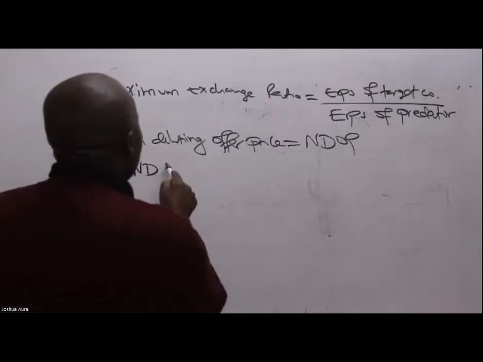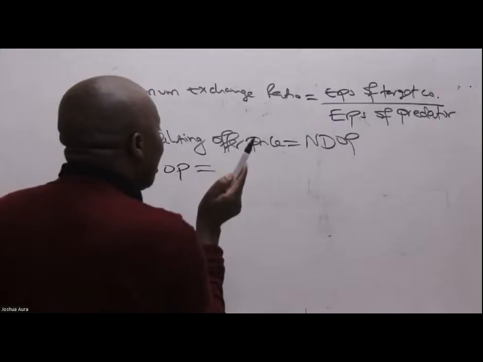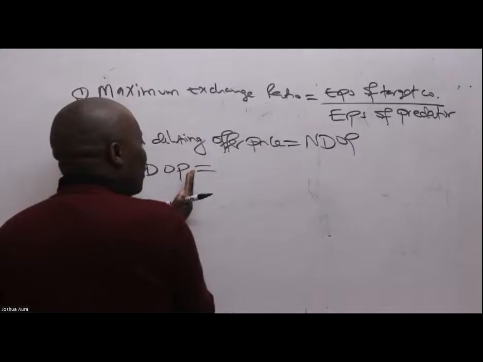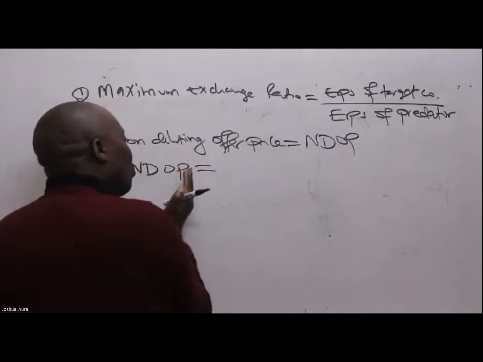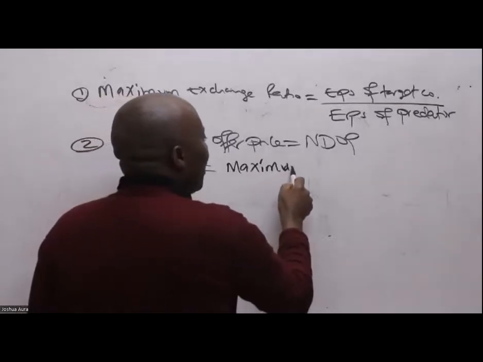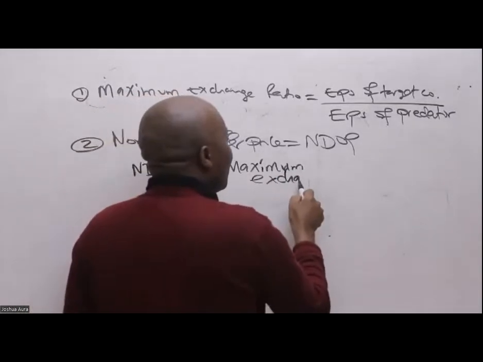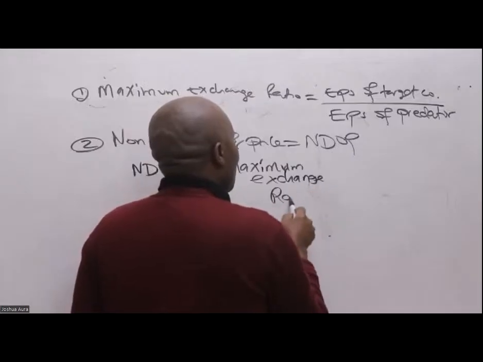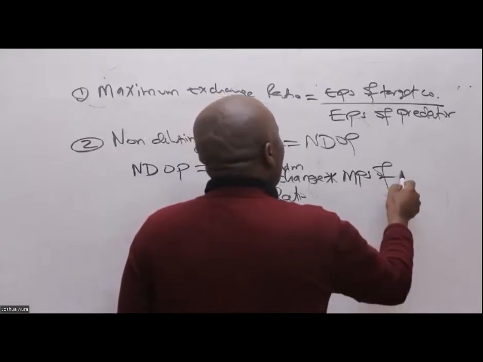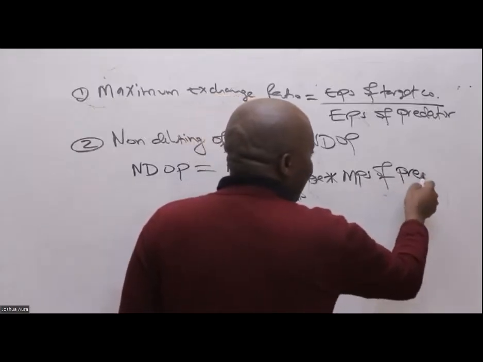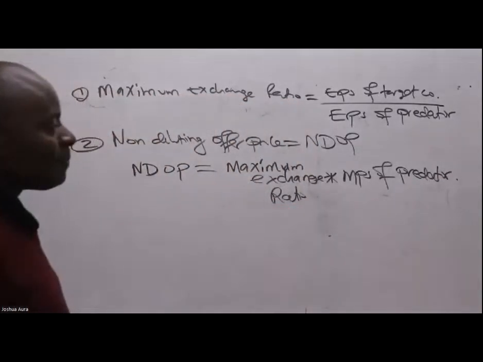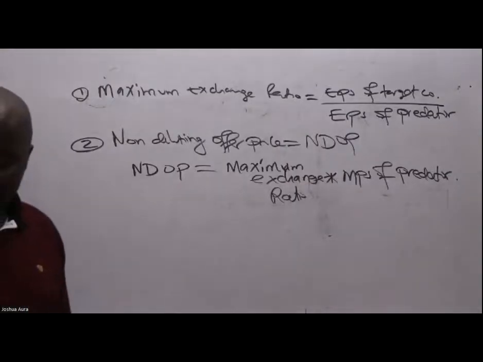NDOP. The easiest way that I taught you to always remember this formula is that anytime you want to get NDOP, always think about maximum exchange ratio times MPS, not MPS of the target, but MPS of the predator company.